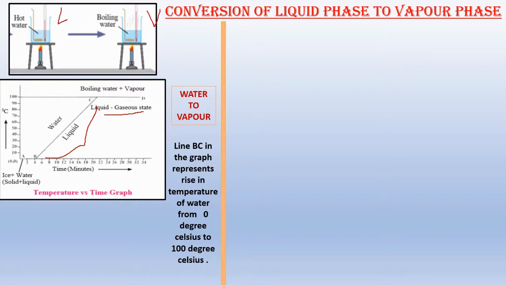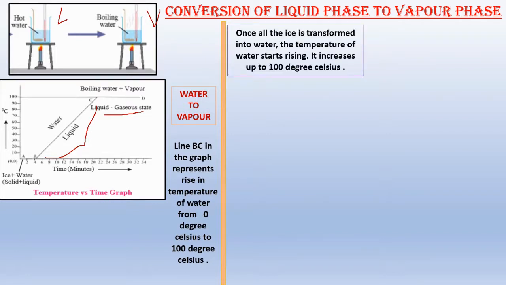Now over here, this BC represents the rise in temperature of water from 0 to 100 degree centigrade. Over here in the graph we can see how the temperature is rising from B to C, okay, in some time. So now once all the ice is transformed into water, the temperature of the water starts rising. It increases up to 100 degree centigrade.